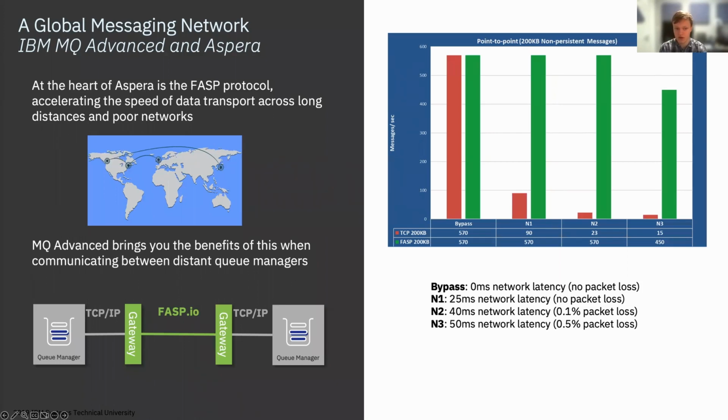So when you've got long links across continents, when you've got unreliable links, you could have queue managers operating on a train, in a moving vehicle. It allows you to still get a good throughput of messages.